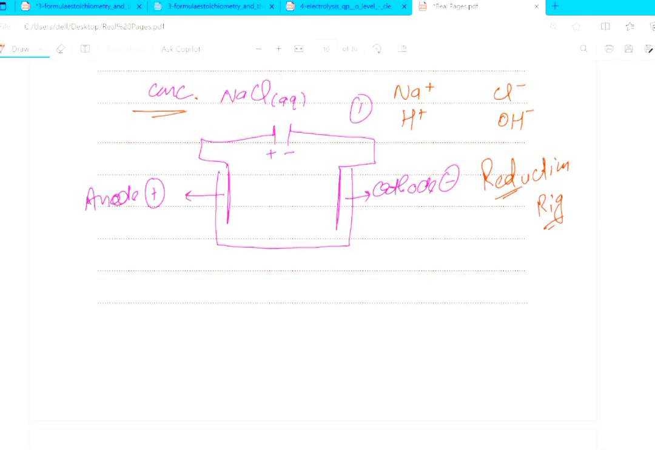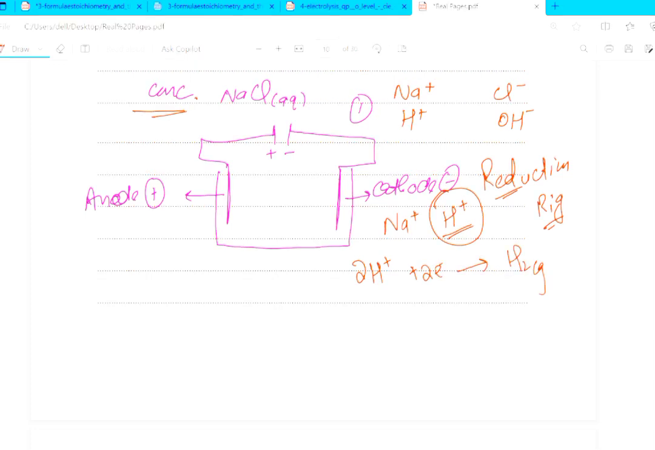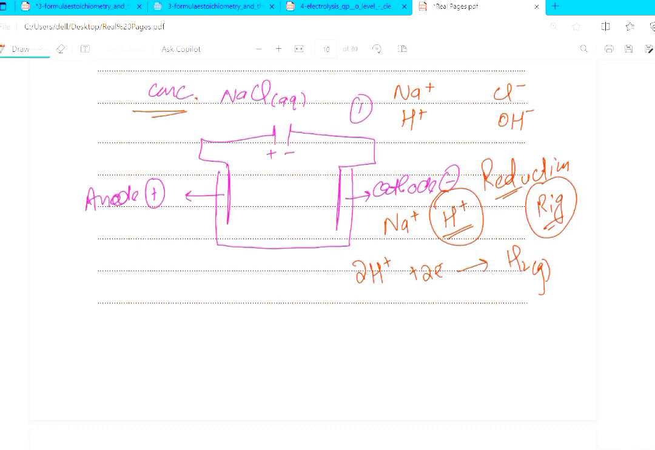So we have two cations, both of them will be attracted towards the cathode. One of them will be preferred, that is the H plus, because it is easy for the cathode to discharge the H plus. So 2H plus, each will gain one electron, so this will happen. Reduction is the gain of electrons. You can see it simply over here.